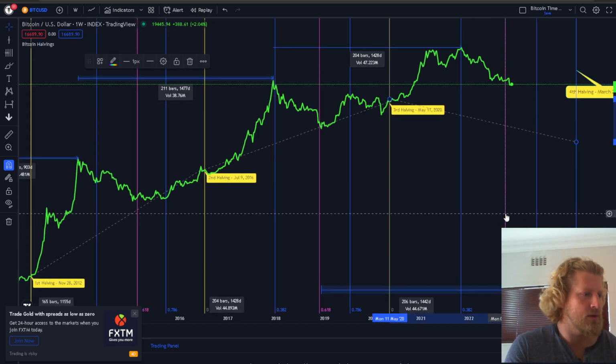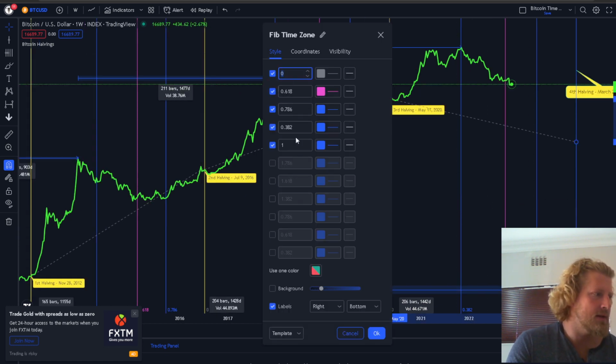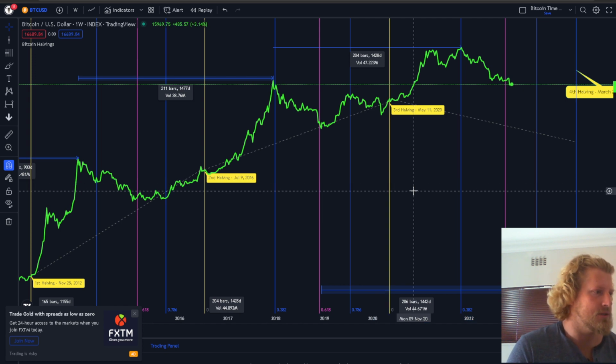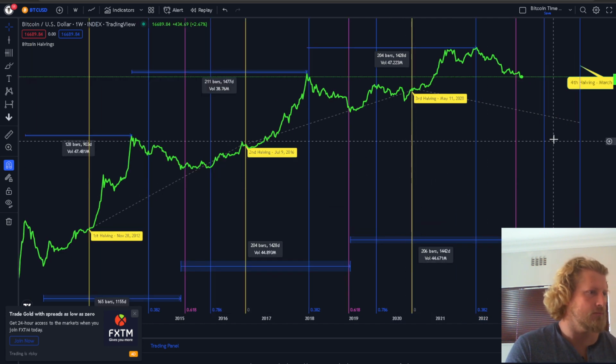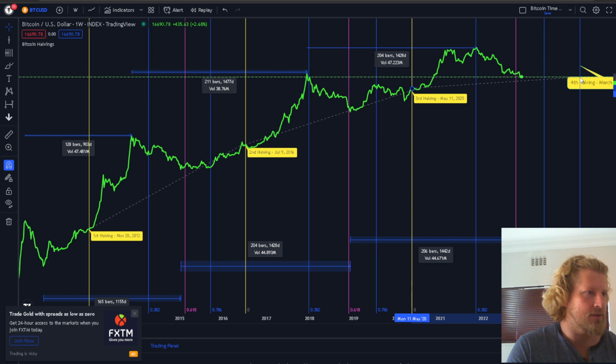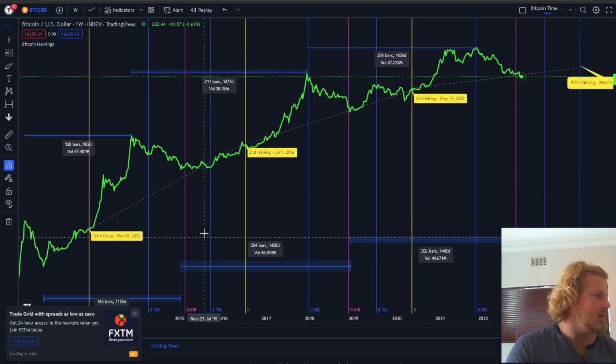And then also by double clicking on the analysis tool, we can see that we have the 0.618, which is the golden ratio. Please Google the golden ratio to find out why this is an important figure, not only in nature but in charts as well. The 0.786 and the 0.382, all of those are Fibonacci sequence numbers, and these play out in nature all the time.